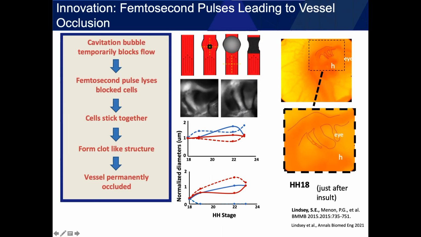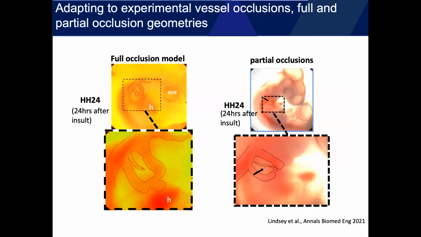We did this, and we see all these diameter changes shortly after we do the occlusion, and we carry this out for 24 hours. You can see these diameter changes. We did this for both full and partial occlusions. Partial occlusions weren't done on purpose. We were trying to do full occlusions every time, but the embryo tries really hard to maintain this connection. The heart's down here, so it tries to maintain a connection between the heart and the dorsal aorta.